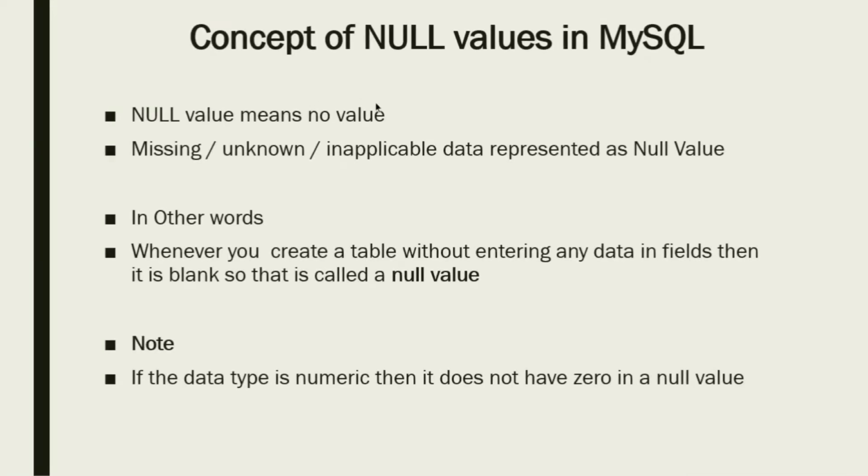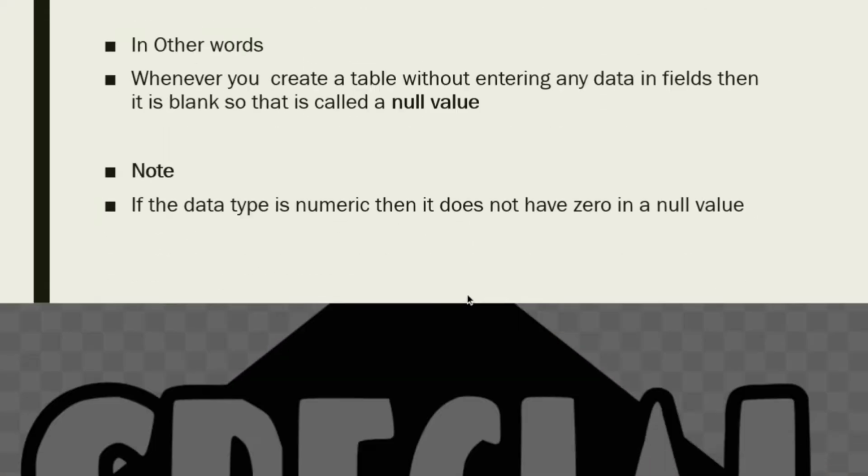So today's topic is the null concept. A null value means no value: missing, unknown, or incapable data is represented as a null value. In other words, whenever you create a table without entering any data in a field, it is blank. That is called a null value. Okay, so note it down.